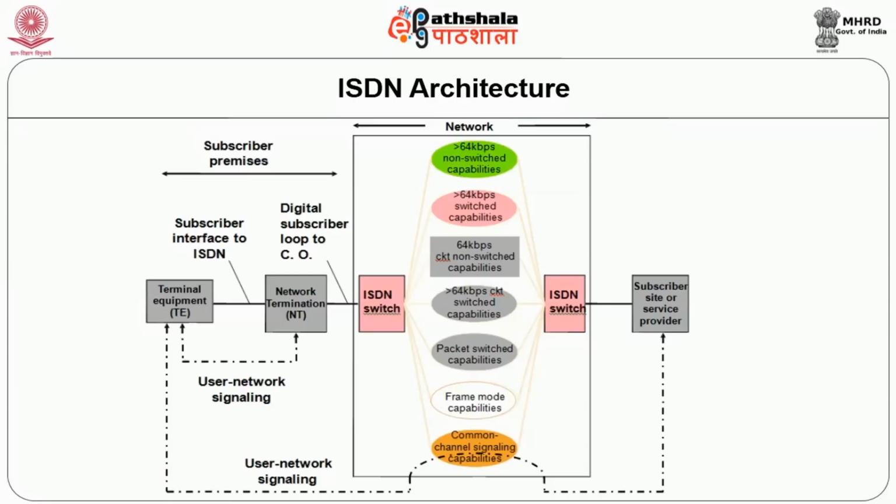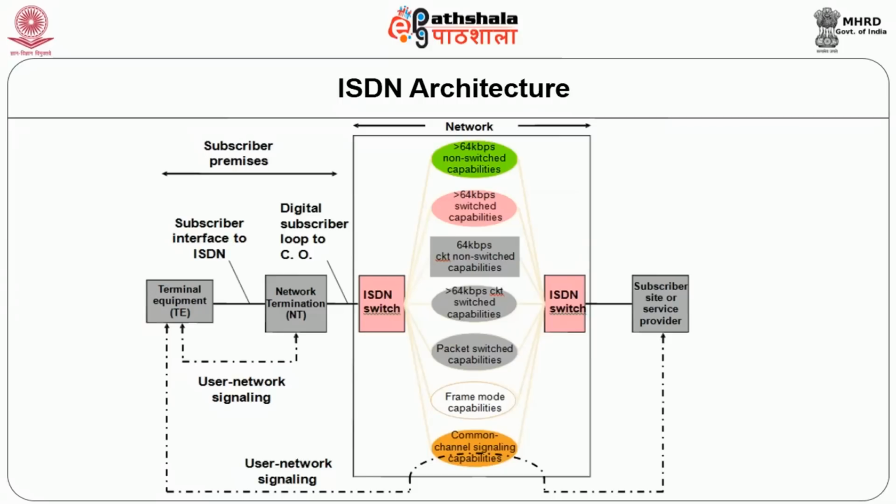Even a modem can be called an NTE. So the subscriber interface to the ISDN goes through the line to the digital exchange. There will be an ISDN switch and subscriber loop. Then, depending upon the speed, it is shown here from 64 kbps onwards.